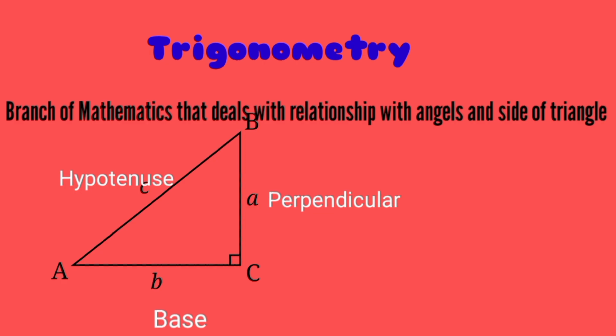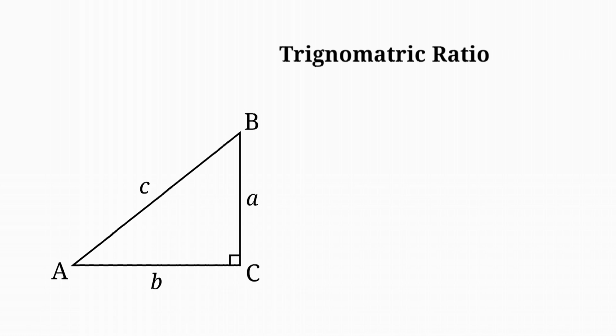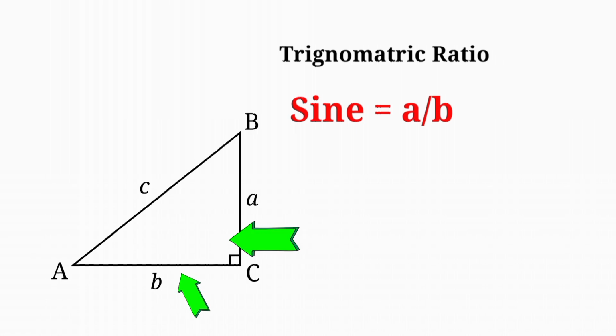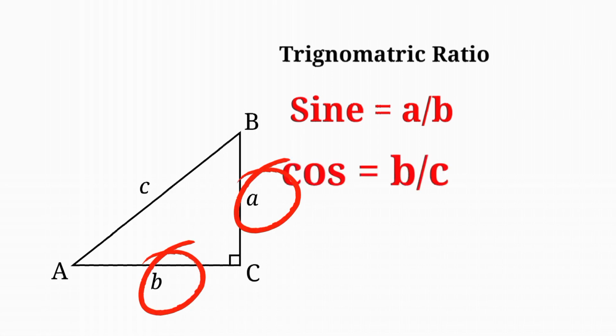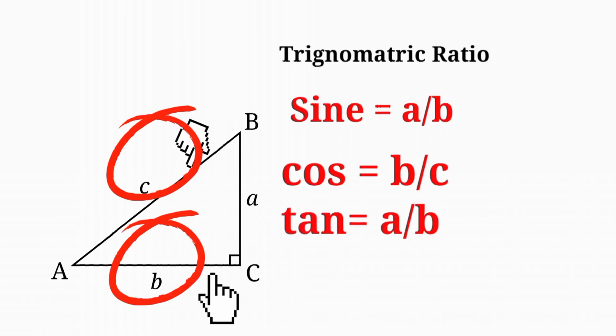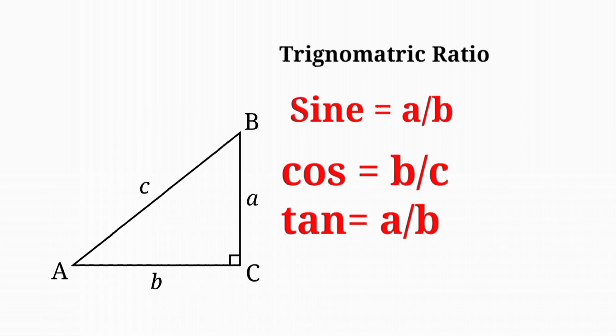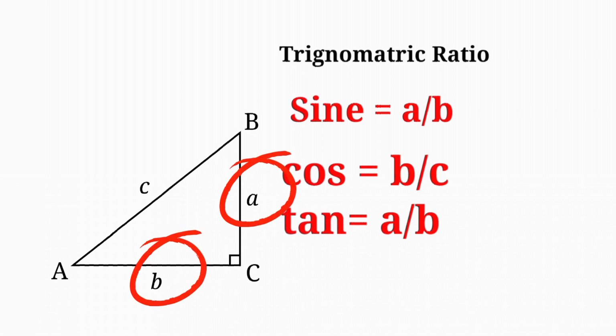So now we have an example of how to find the trigonometric ratio. Here, sine theta is equal to BC over AC, so it is equal to A over C, and AC is equal to B. Like that, cos theta is equal to AB over AC, so B over C, and tan theta is equal to BC over AB, so it is equal to A over B.